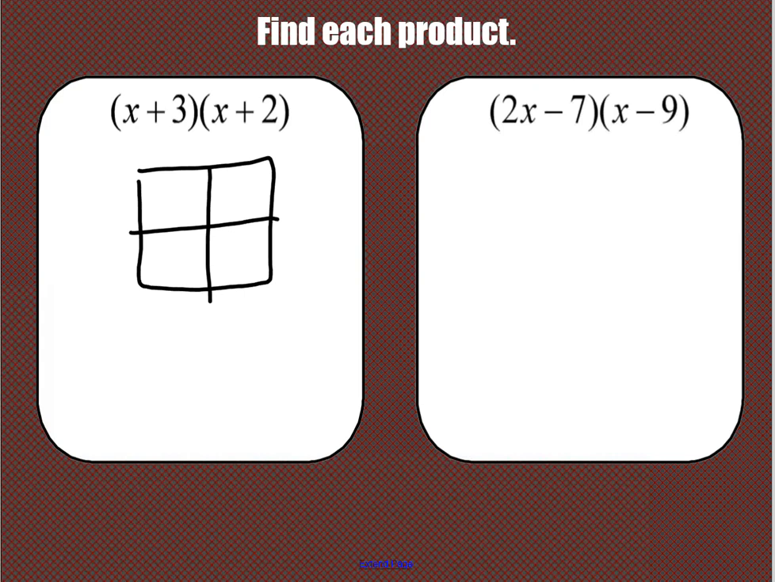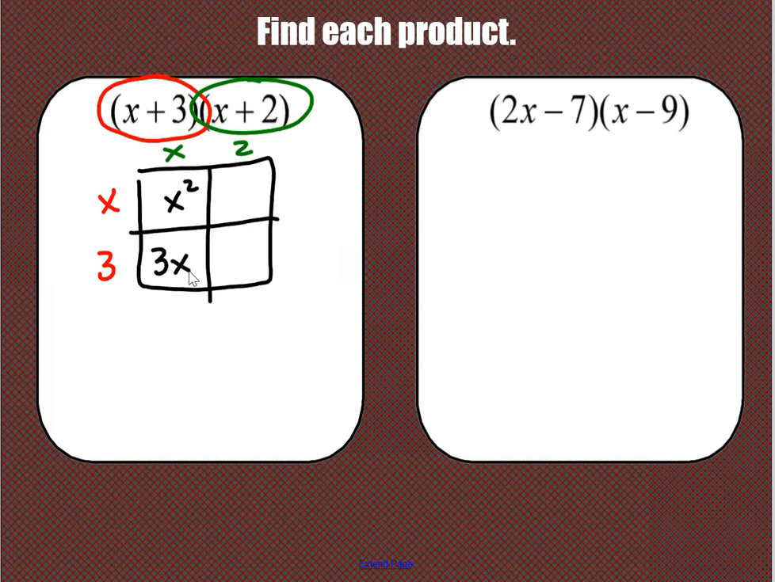I have my first polynomial right here. It's x and positive 3, so I put x and positive 3. And then I have the x plus 2 right here, so I put x and positive 2. Now I just have to multiply everything as they come across. So x times x gives me x squared. Going to the below box, x times 3 is 3x. On the far right box here, I have x times 2, so it's going to be 2x, and 2 times 3 is 6.